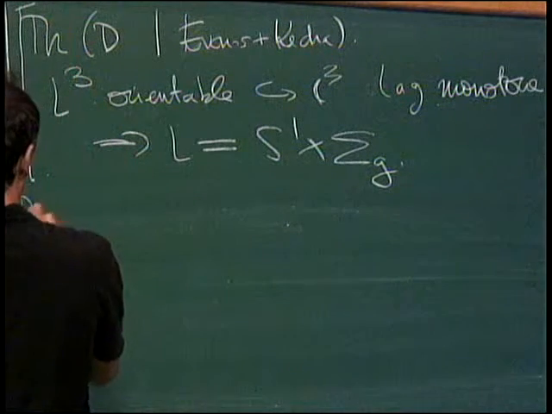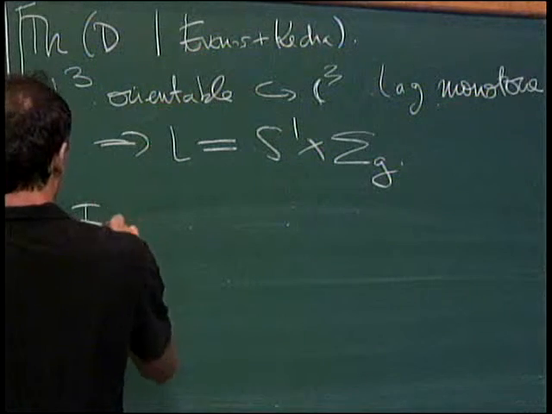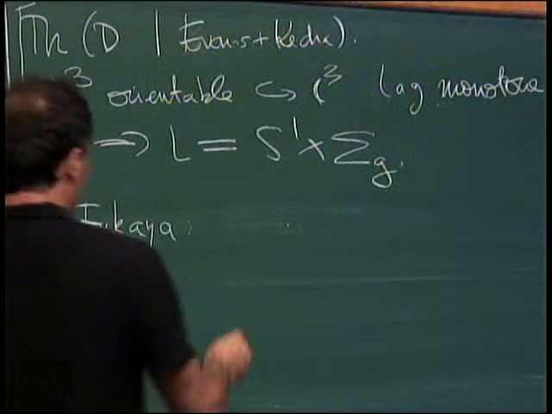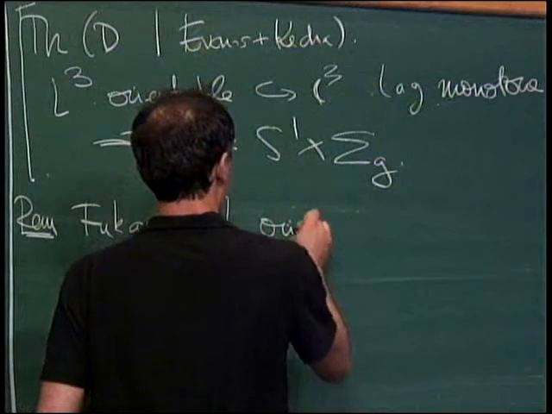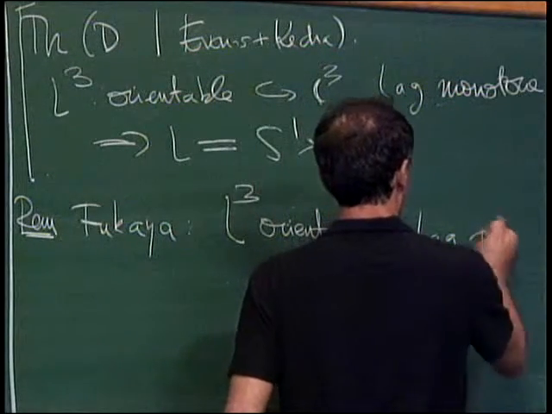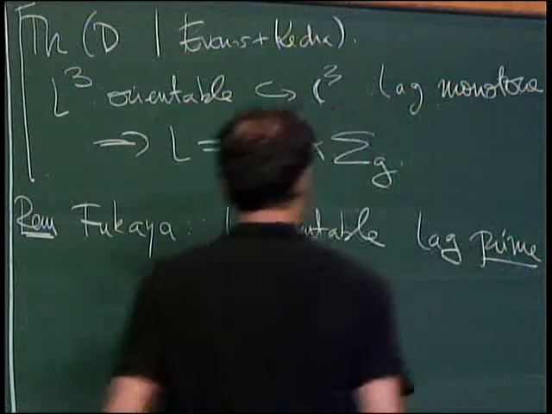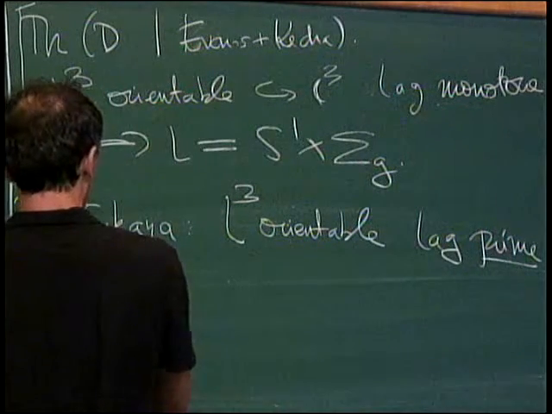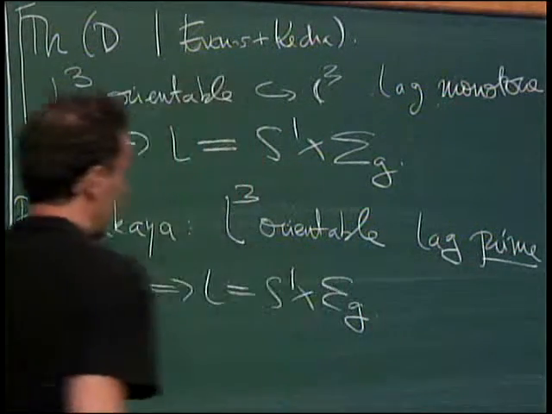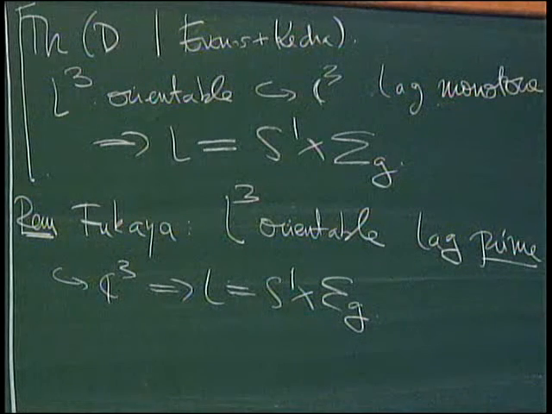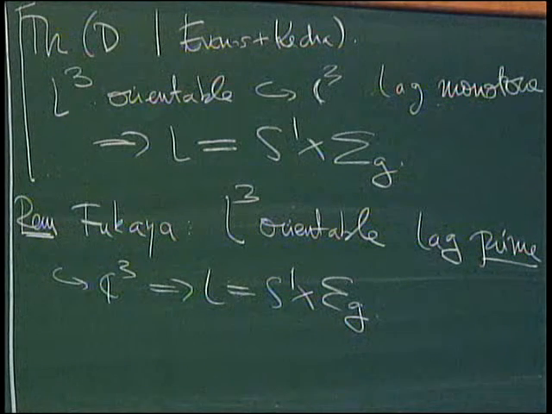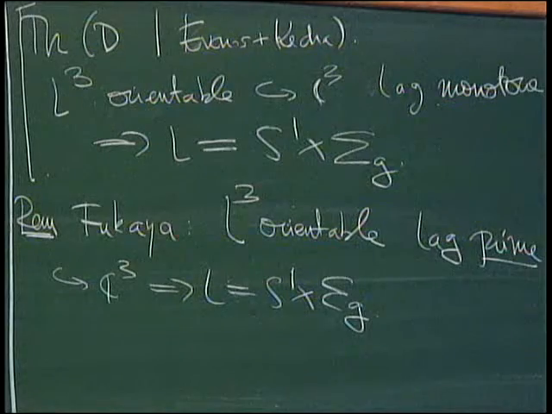This should be compared with the statement of Fukaya, which says that if L is an orientable Lagrangian and prime in C3, then L is S1 times Sigma G. But as far as I know, there is no complete proof available for the moment for this statement.